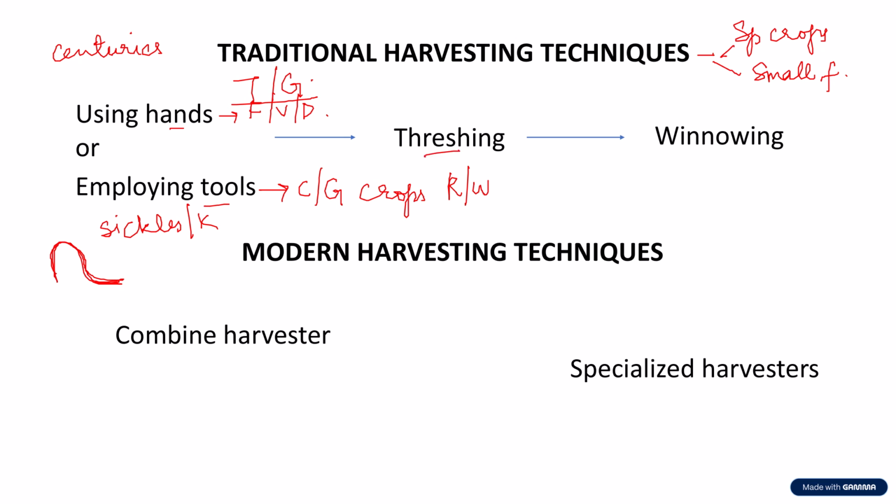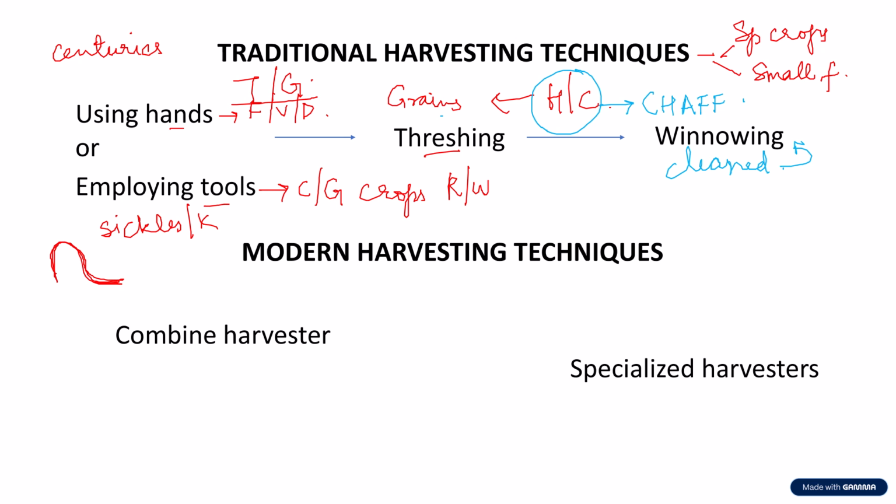So now they have the crops. The meaning of threshing is separating the grains from the harvested crop. I repeat, threshing is separating the grains from the harvested or complete crop. This harvested or complete crop is known as chaff. After collecting the grains, they are cleaned. This step is known as winnowing. With this, the traditional technique is over.